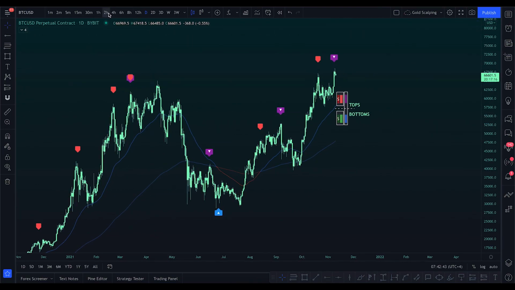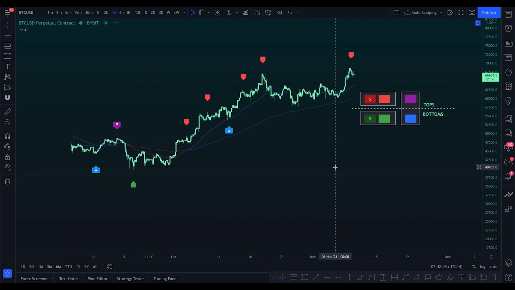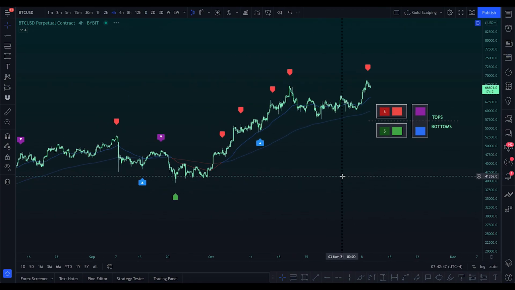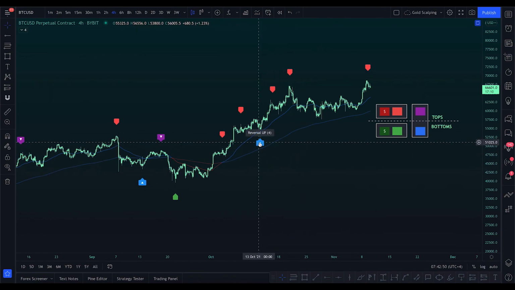Okay, so that's it about the colors, how to read the colors in the charts. And in the next video, I'm going to talk about the strength in each one, right?